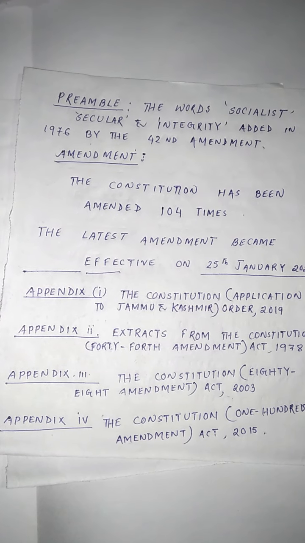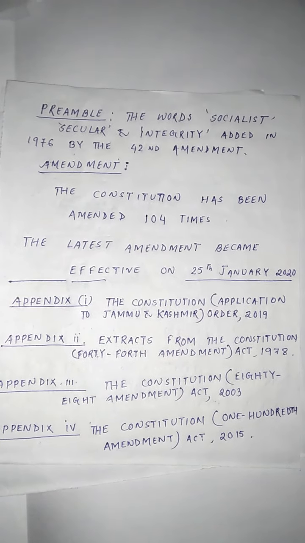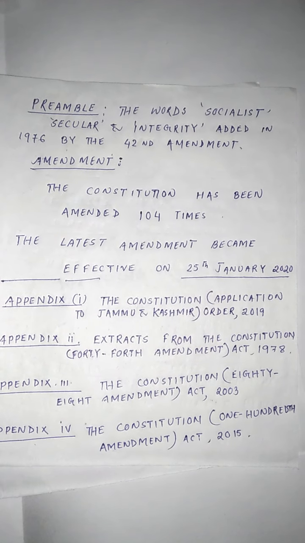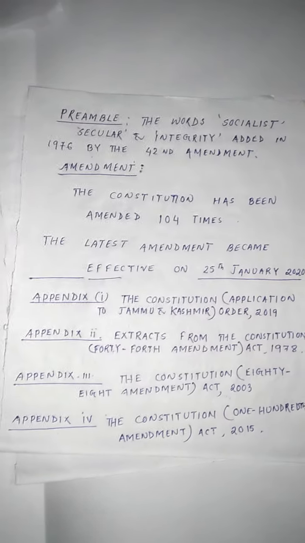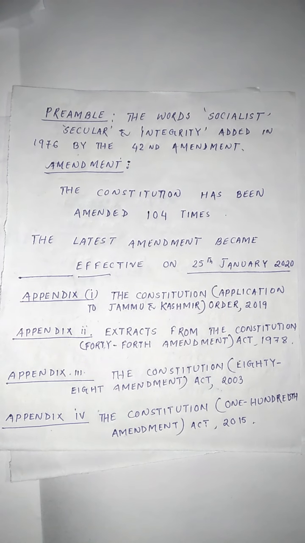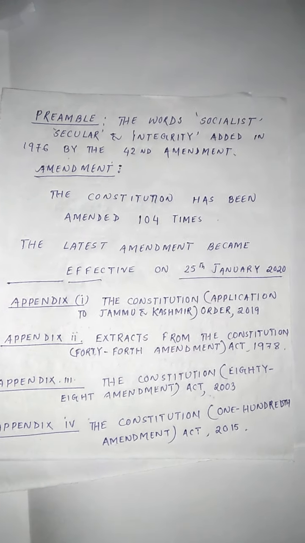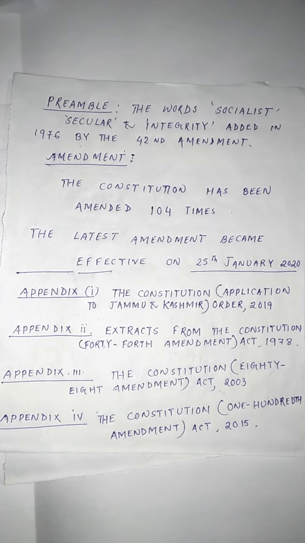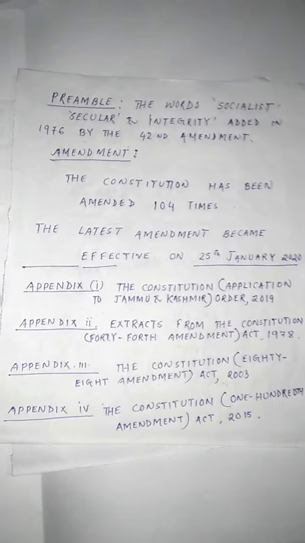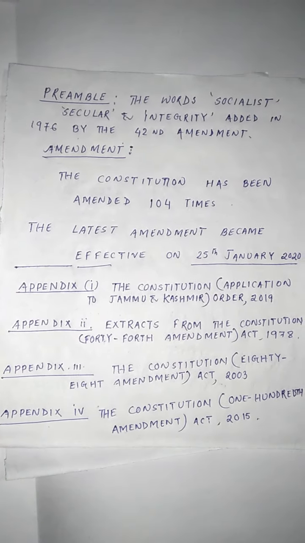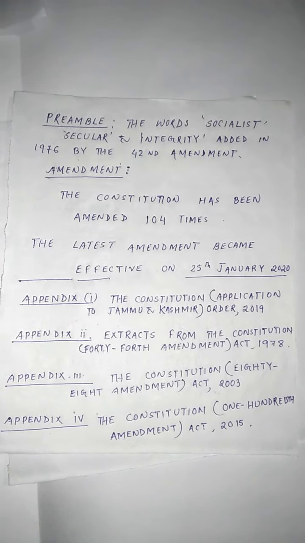Amendments: 104 times. Preamble: secular, socialist, integrity added in the 42nd amendment, and the latest amendment became effective on 25th January 2020. And for the next part, I think we are going to discuss the amendments. We'll cover all 104 amendments in one lecture, so it will be a bit tough to concentrate. So we'll try to include some mnemonics to remember the amendments. This is the way we can learn it easily.